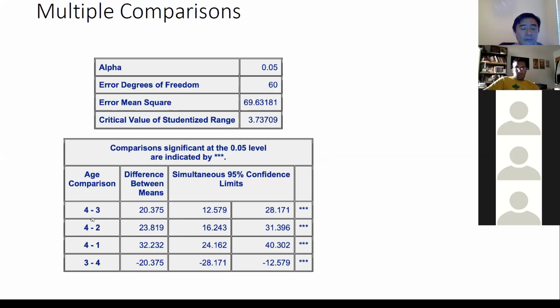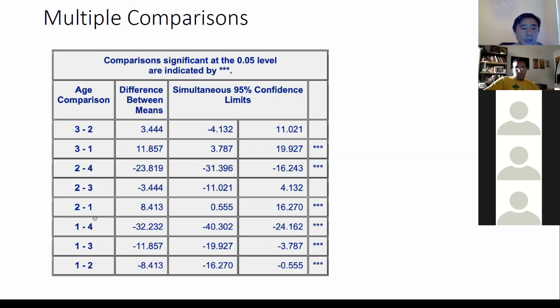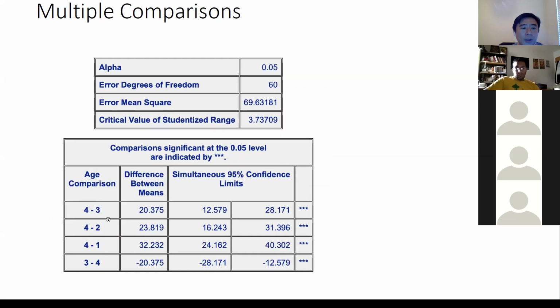The reason is, for example, the comparisons between 3 and 4 and between 4 and 3 are actually equivalent. The only difference is the sign. So this one will use the mean of age 4 minus the mean of age 3, and this one will use the mean of age 3 minus age 4, but actually they're equivalent. These are not unique tests, so you need to keep only one for the unique testing. And also the 95% interval is just a reverse.